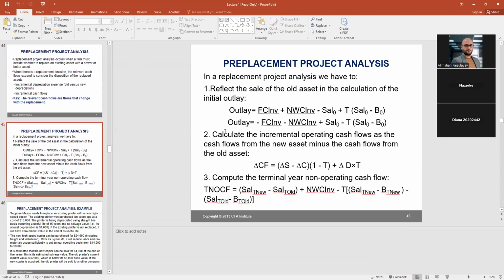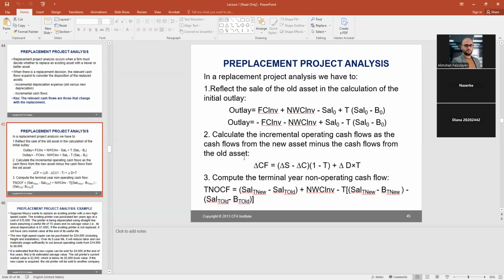So basically, the idea of the replacement project is more or less the same as the expansion project. There are 3 steps. You need to calculate the initial outlay, you need to calculate cash flows, and you need to calculate the terminal value of non-operational cash flow. And then, of course, you're going to estimate NPV. To estimate the initial outlay, I would like you to pay attention and listen very carefully. It's very important. It's a bit challenging to construct the initial outlay for the replacement.